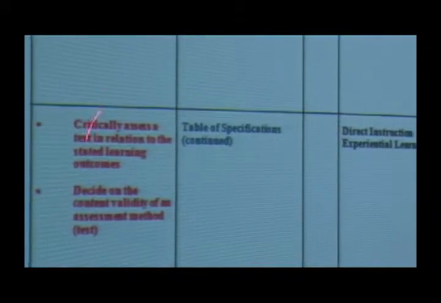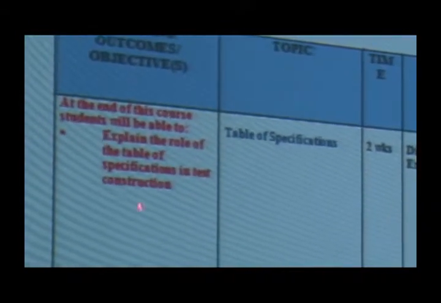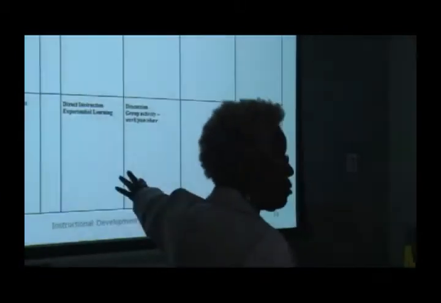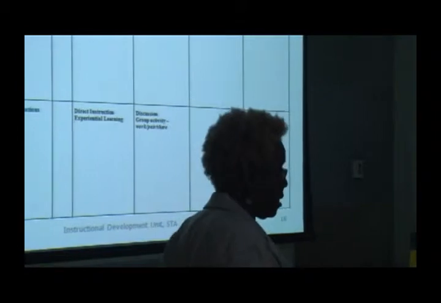What is that telling you about the requirements of this course? When I say you have to explain the role of the table of specs, how is that different from critically assess a test in relation to the stated learning outcomes? And how is that different from decide on the content validity of an assessment method? Are you seeing the distinction? No? The levels. Yeah, the first one, I'm asking you to explain that as basic knowledge.